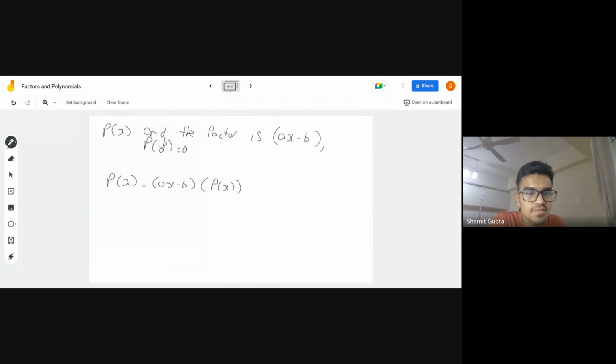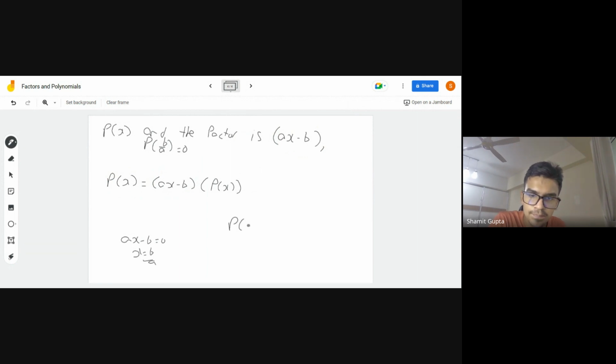Now, what does this mean? Very simple. If ax minus b equals 0, p(x) will be equal to 0. When will ax minus b equal 0? When x equals b over a. So then p of b over a equals 0. The other way around also works. If p of b over a equals 0, that means ax minus b is a factor.